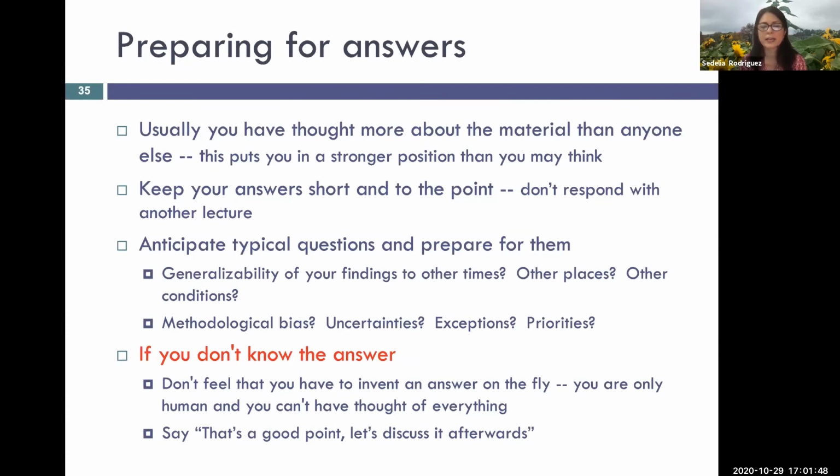Again, if you don't know the answer, don't feel like you have to answer something. Don't answer if you don't know it. I mean, say, I have to look into this more, or that's a good point, let's discuss this afterwards, and so on. Okay, don't make up something if you don't know what it is.